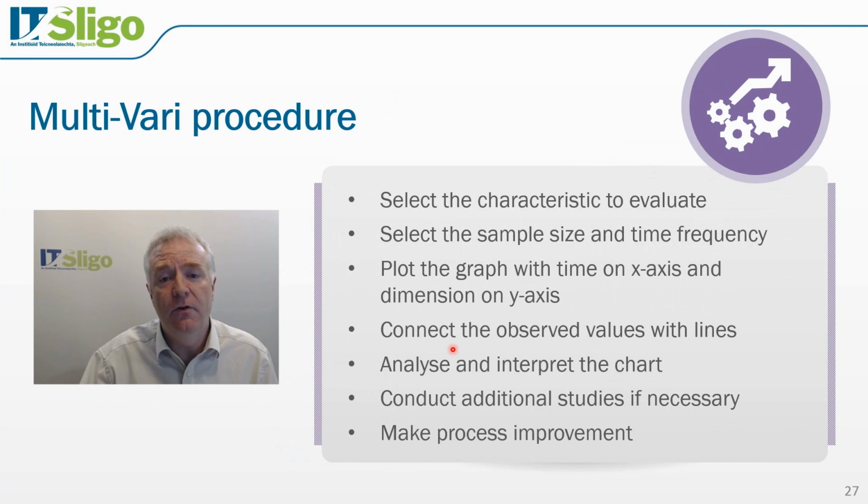So in a multi-vari procedure, what we do is we select the characteristic we wish to evaluate. We then take a sample, identifying the sample size and the frequency of our sampling. We plot the graph with time on the x-axis and a dimension on the y-axis. We connect the observed values with lines. We then analyze and interpret the chart, and we conduct additional studies if necessary in order to make process improvements.